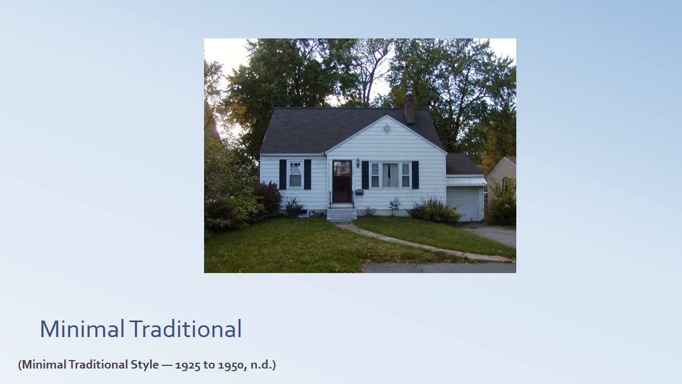Next we have Minimal Traditional, which is prominent from 1925 to 1950. They're often smaller homes, 1 to 1.5 story, with low to medium pitched hip or gable roofs. They have narrow boxed eaves. Windows may be single or double hung, often with 2 over 2 horizontal panes. Windows may wrap corners, and doors are often flat panels with small glass windows. They're simple and they have built-in cabinetry.